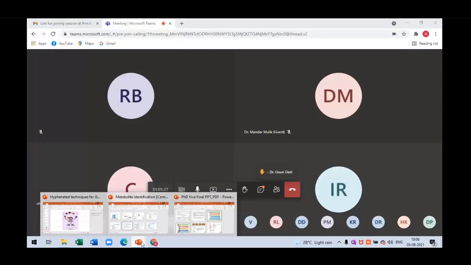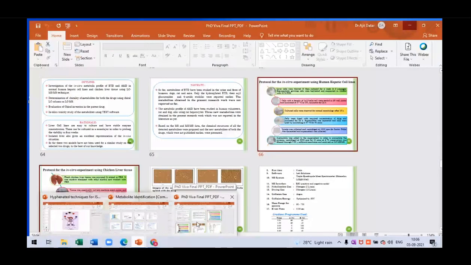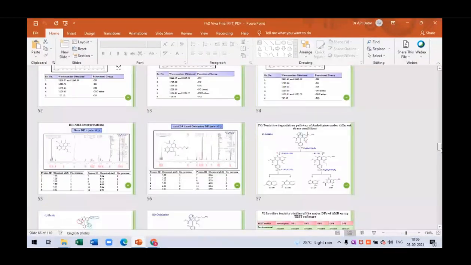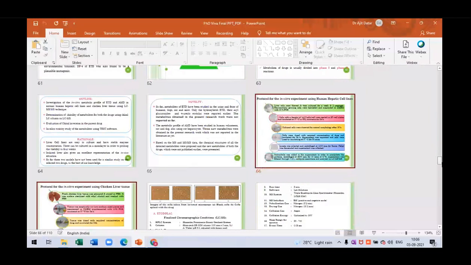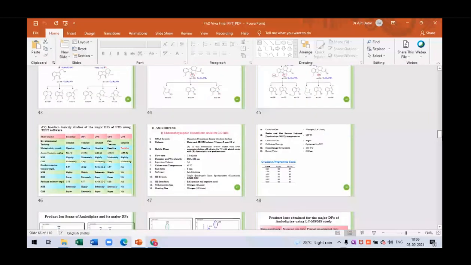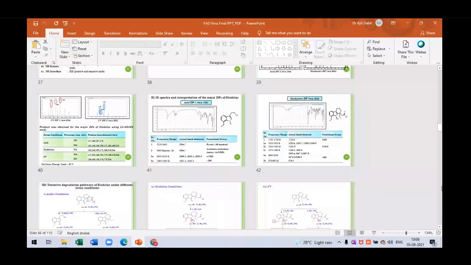So this is the work which was carried out by one of my students on drug metabolites. What compounds we use, etc., I will show you that. We worked on two drugs. One is amlodipine and the other is etodolac. So these are the two drugs. I will just come back and quickly go through that.